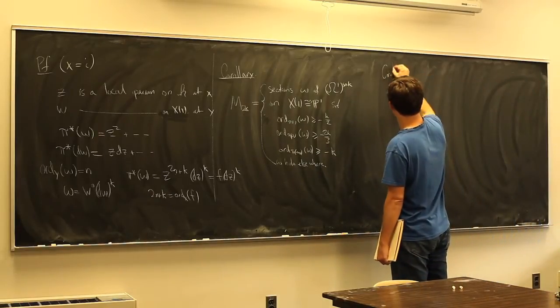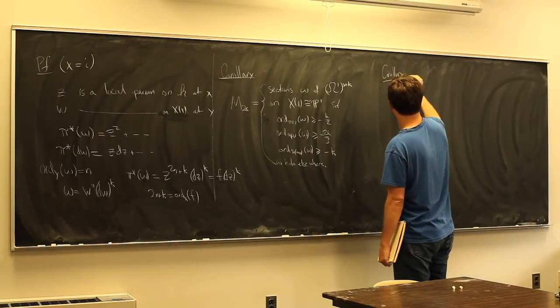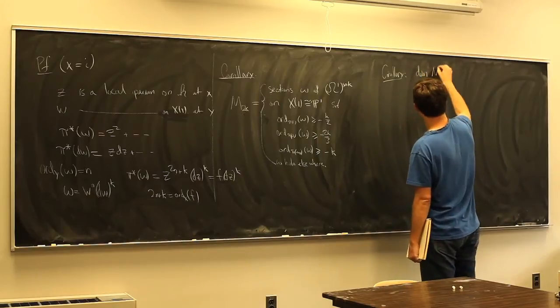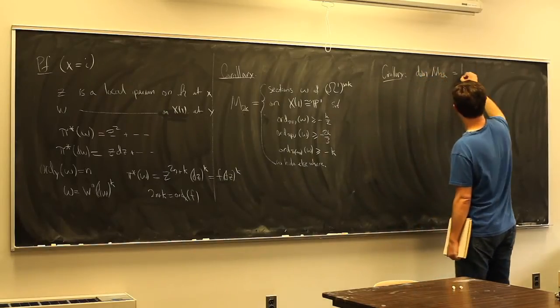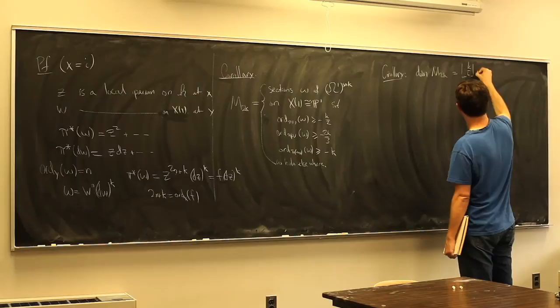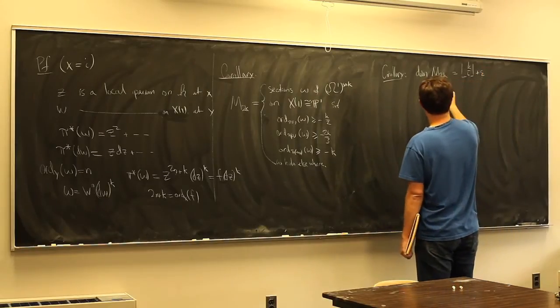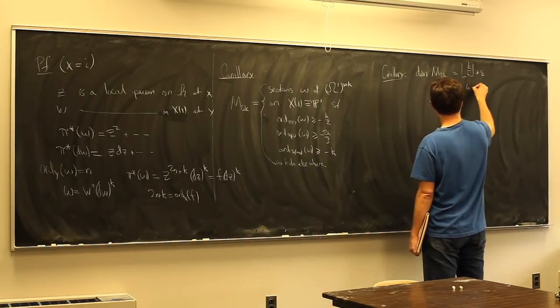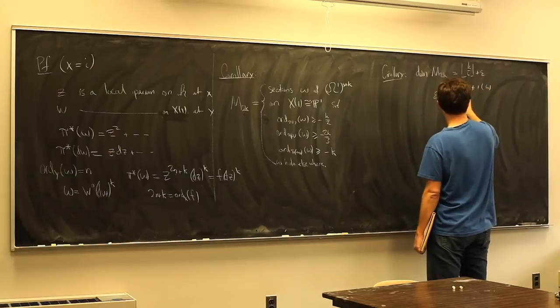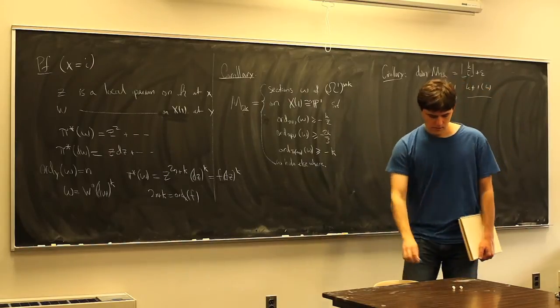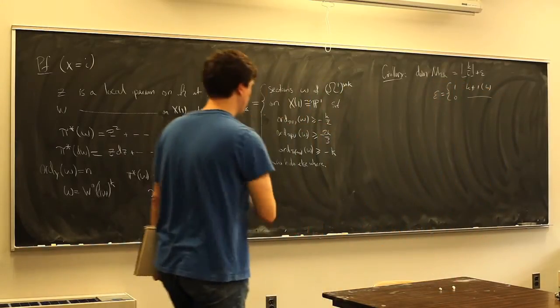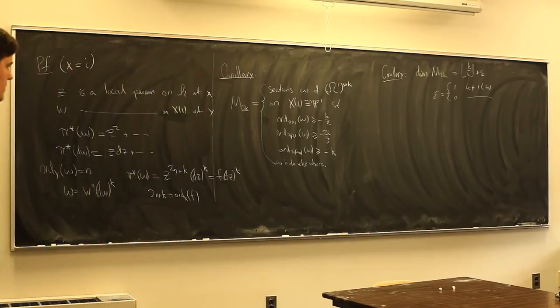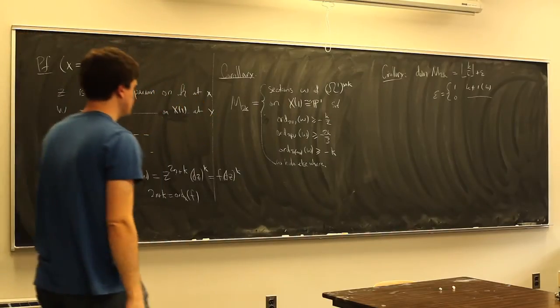So corollary, the dimension of M2K is the floor of k over 6 plus epsilon, where epsilon is 1 if k is not 1 mod 6, and 0 otherwise. And let me explain how this works.